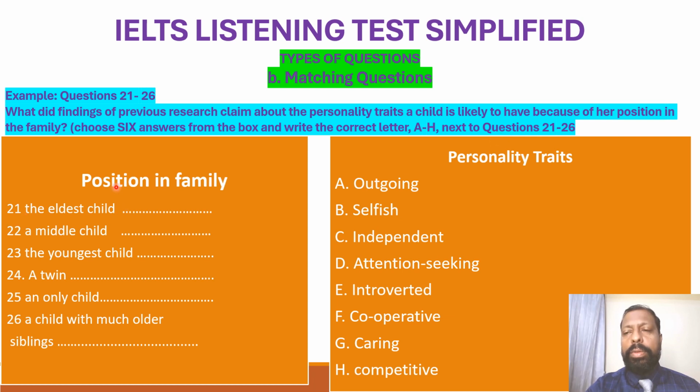So you have to match the information given in the question with the corresponding letter. Whether it is the eldest child, the personality trait is in the next column. Whether it matches with outgoing, or selfish, or independent, attention seeking, introverted, cooperative, caring, competitive. So you need to pay attention to the personality traits, and you need to identify what the speakers mention or specifically speak about a child's position and the personality traits.